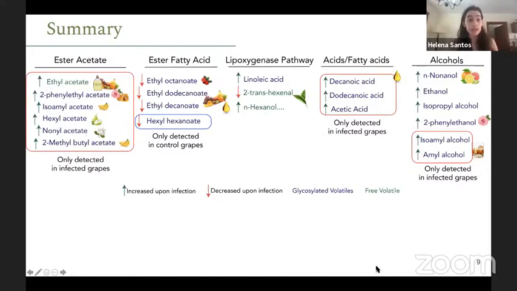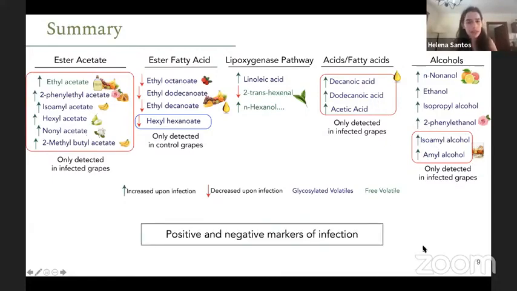But as we can see, we have many compounds that we can call positive or negative markers of infection, at least in Trincadera infected by Botrytis cinerea at the time point of the harvested grapes. It's also interesting to point out that the ester ethyl hexanoate completely disappeared in infected samples. So that shows that their decrease can lead also to disappearing. So this could be a negative marker of infection if we can verify this in different experiments, new vintages, etc.